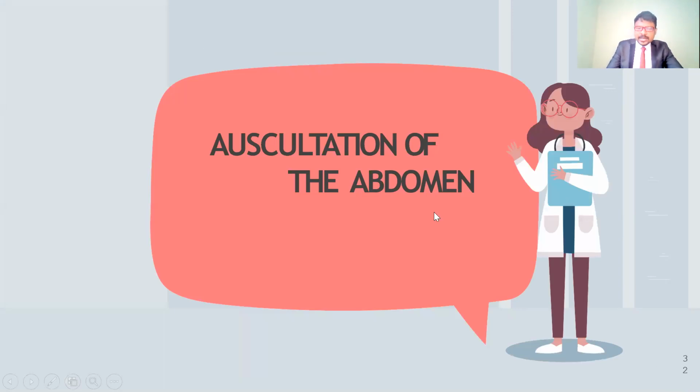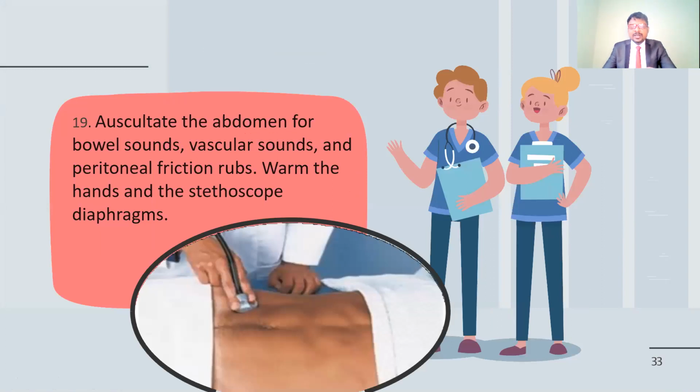So how do we do the auscultation? Auscultation means that with the stethoscope, we are going to hear the sounds in the abdomen. Everybody thinks we use the stethoscope only for heart sounds and lung sounds. But with the stethoscope, we can also find the bowel sounds, and that is called abdominal auscultation. Auscultate the abdomen for the bowel sounds and vascular sounds.